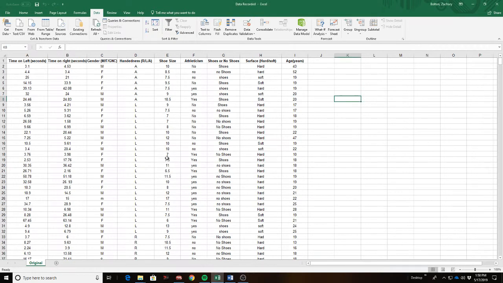Starting back here, our next question is the proportion of small footed people that can stand on their toes for 15 seconds or longer, compared to the proportion of big footed people that can stand on their toes for 15 seconds or longer. So what we need to find is the proportion of big footed people.